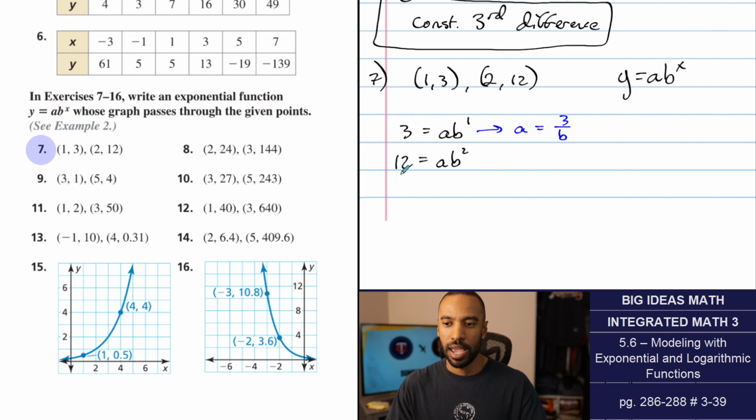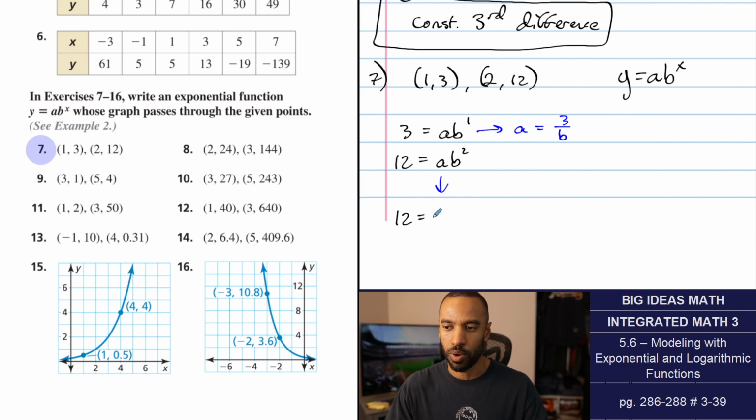You get 3 over b. And then you can take this equation, substitute 3 over b for a in this scenario to have an equation with one variable in it. So 3 over b, your goal is to find b and a. So 3 over b times b squared. B squared divided by b is just b. So you now have, this is going to be messy looking, 12 equals 3b, so b equals 4.